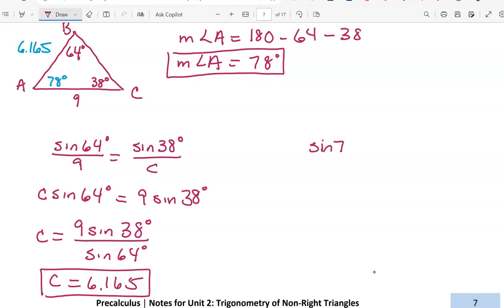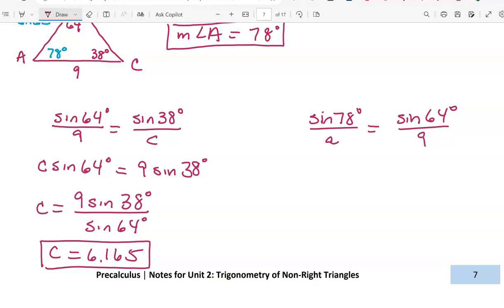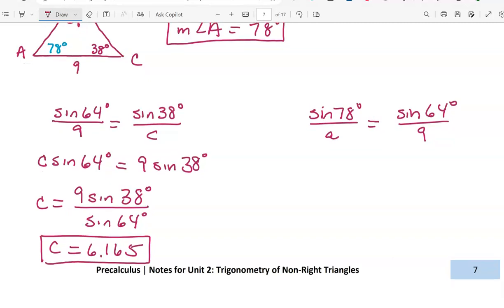So we have one more side to find, and that would be the side that's opposite the 78 degree angle. So I'll start with sine of 78 degrees divided by the measure of side A is equal to, and I'll just use sine of 64 degrees over 9 again. You could use sine of 38 over C, but then we'd have to use that answer that I rounded off, and that's probably not in our best interest.